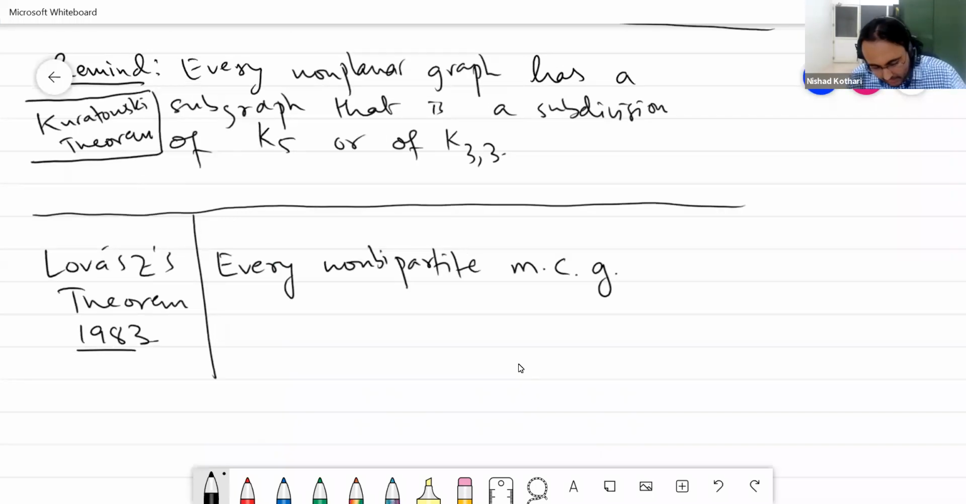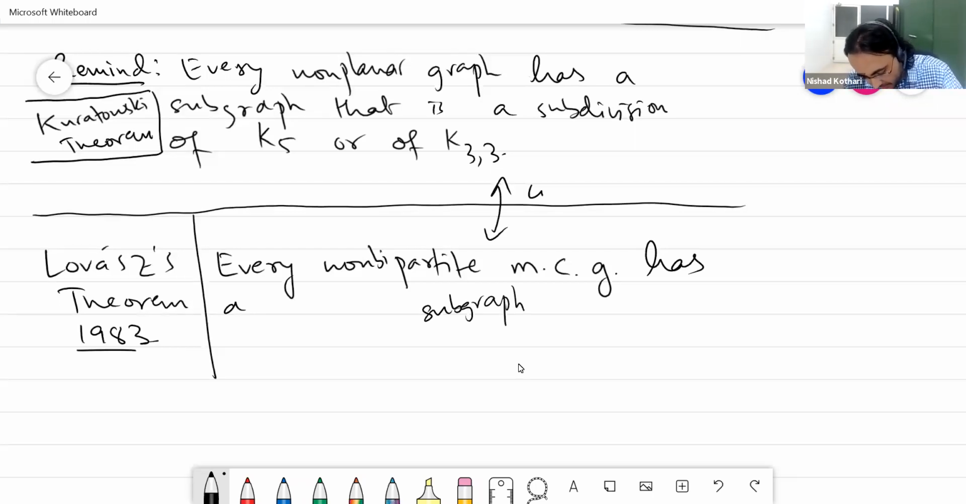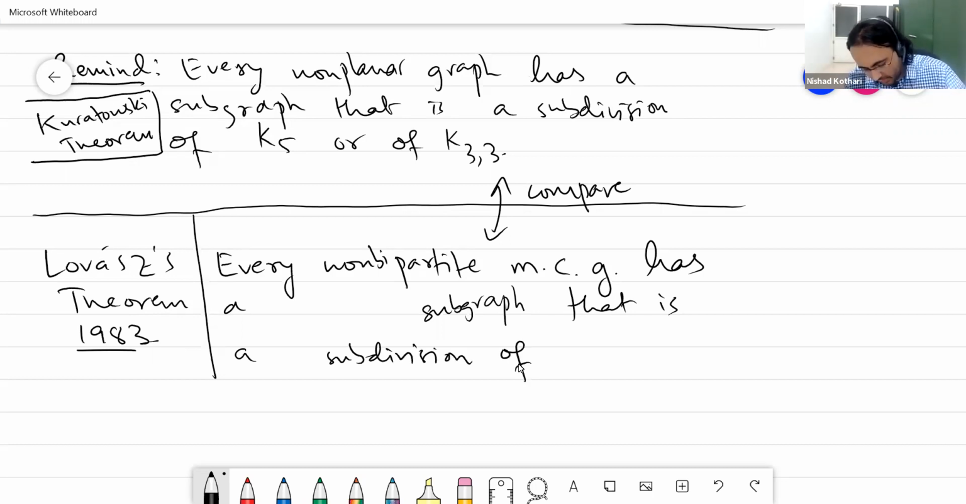So I will write down the theorem and then I will give you all the definitions. Okay. So a graph has a subgraph... I want you to compare these two results. I'm leaving some space. That is a subdivision of blah or blah. Okay. So this is Lovász's theorem.